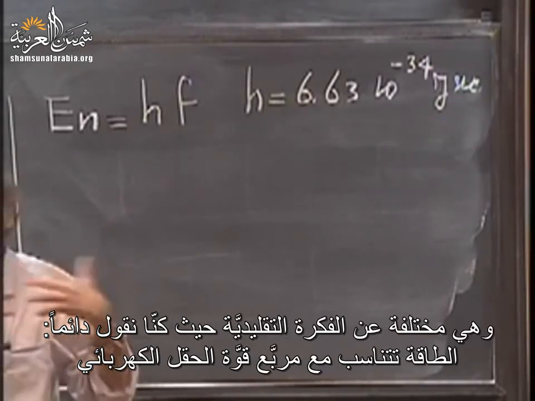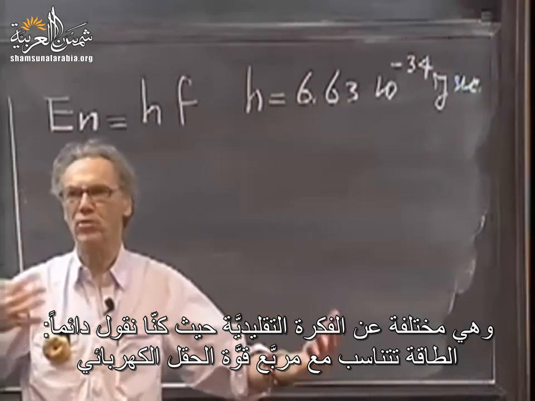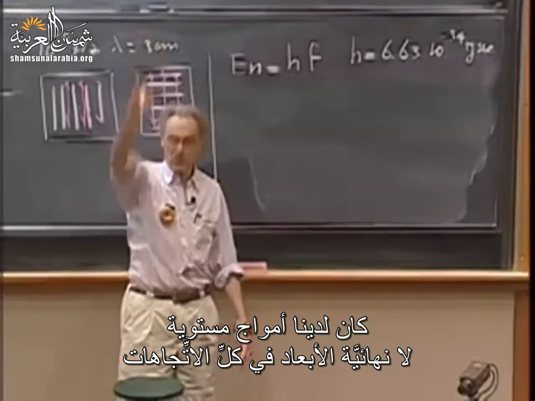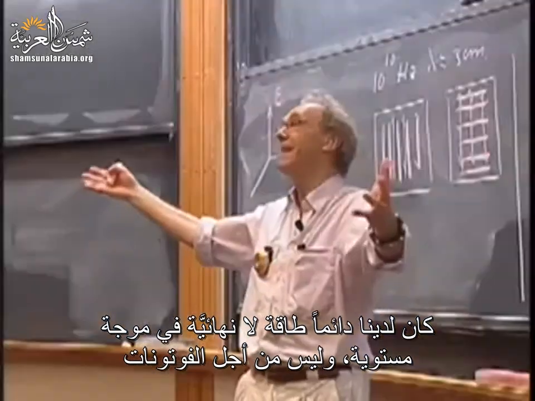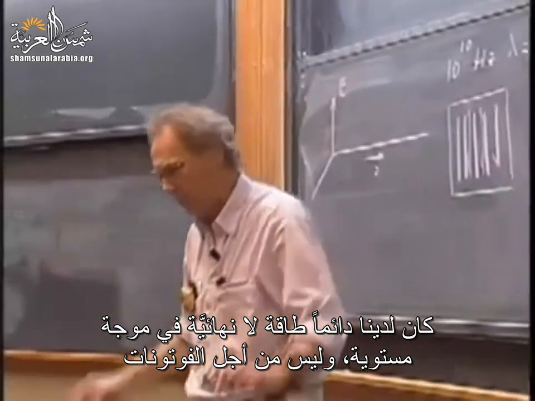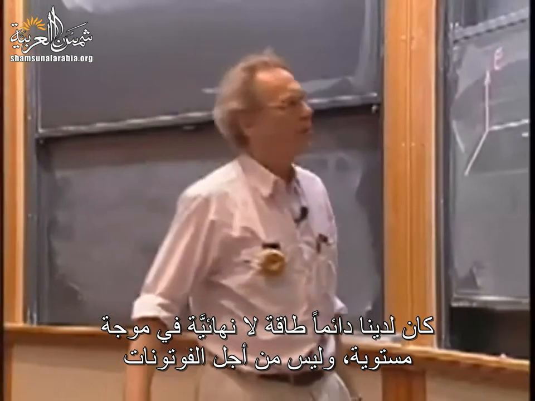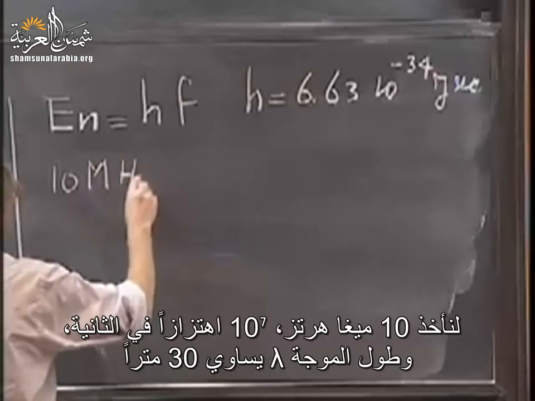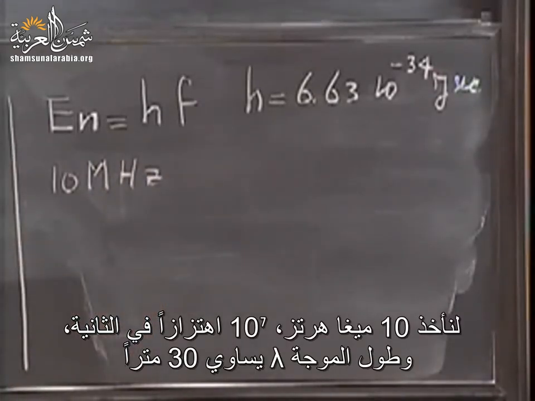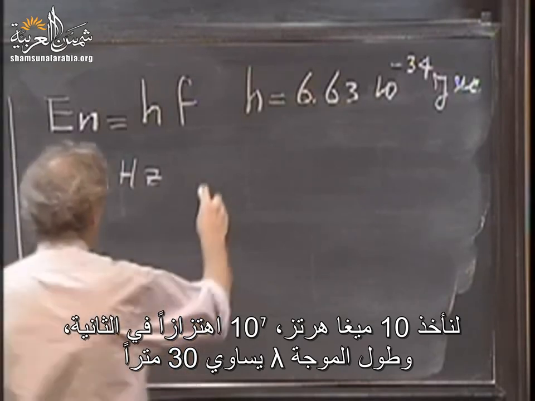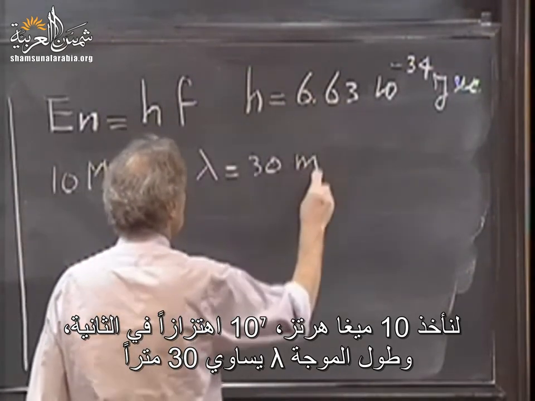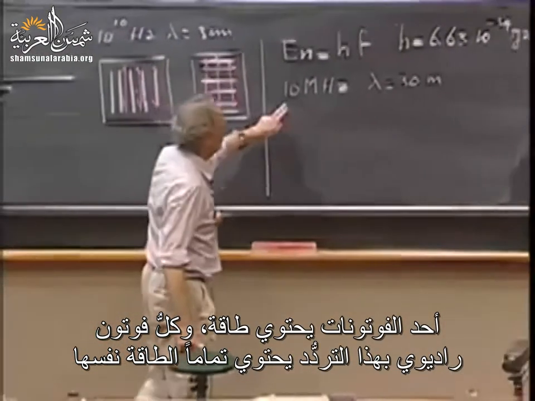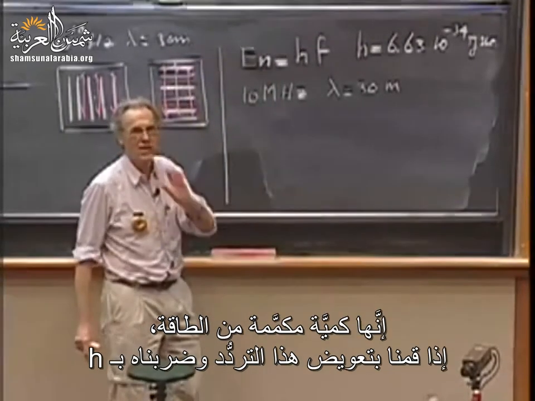Which is very different from the classic idea that we always said, well, the energy is proportional to the electric field strength squared. And we had plane waves that were infinite in this direction, infinite in this direction. So we always had infinite energy in a plane wave, not for photons. So take an example, take radio waves. I'll do only one example for you. So we take 10 megahertz, 10 to the 7 oscillations per second. So that would be a wavelength of about 30 meters. One photon contains energy. And each radio photon with this frequency has exactly the same energy. It's a quantized amount of energy.